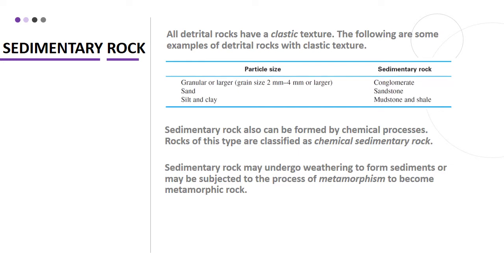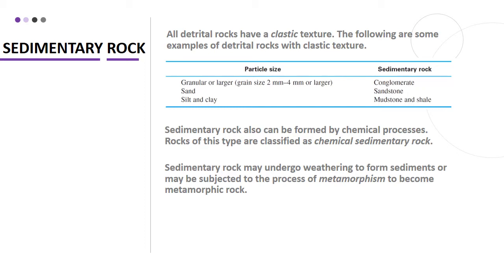Okay, all detrital rocks have a clastic texture. The following are some examples of detrital rocks with clastic texture. So we have here the granular or larger sizes of sedimentary rock, the sand, the silt, and the clay.